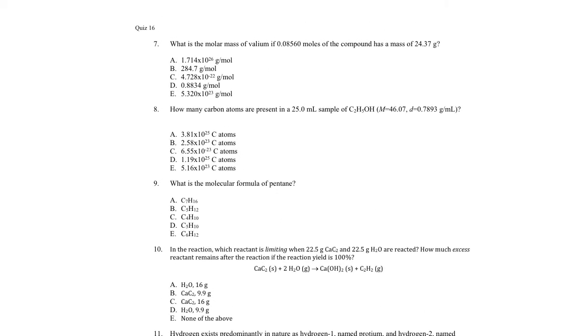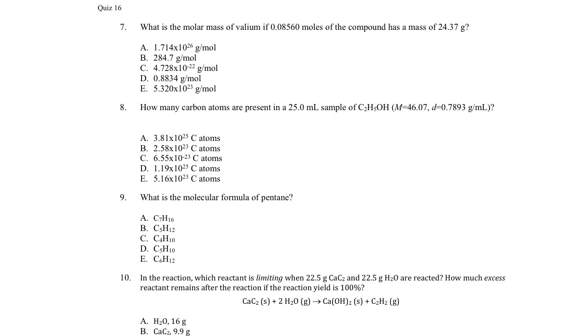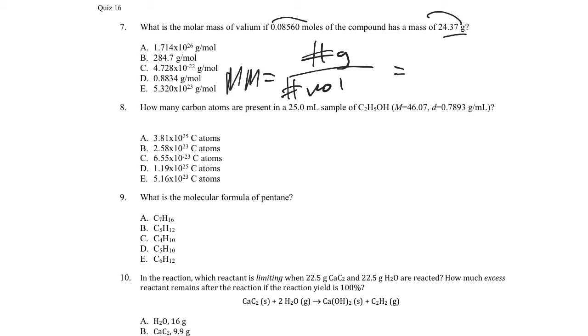Moving on. Molar mass of Valium. If this number of moles has a mass of this. So if you know the moles of a compound and you know how much mass it contains, then you can calculate the number of grams per mole. The number of grams per the number of moles is the definition of molar mass. Okay, so it's just the idea of molar mass.